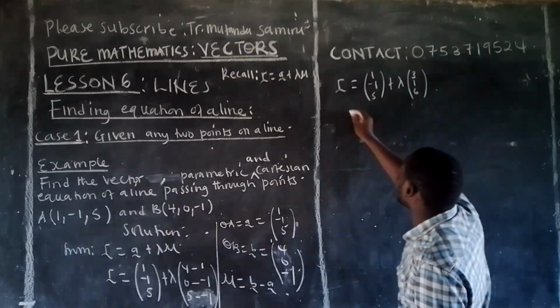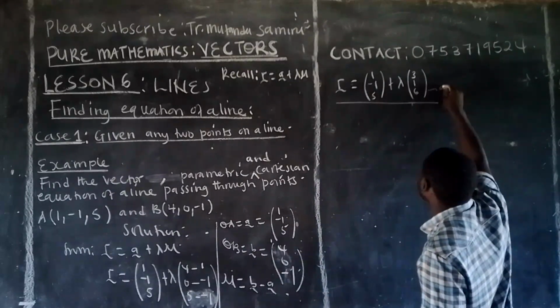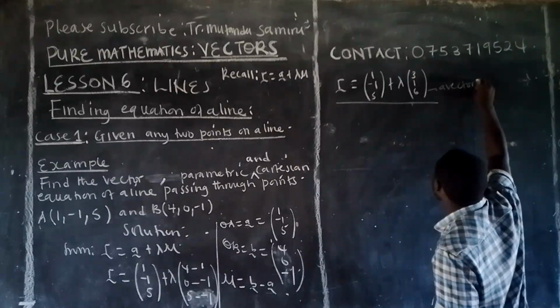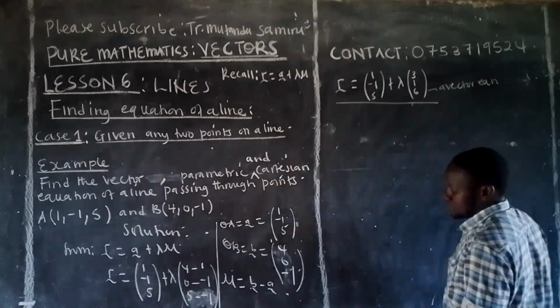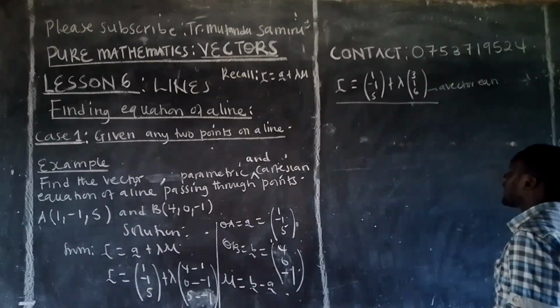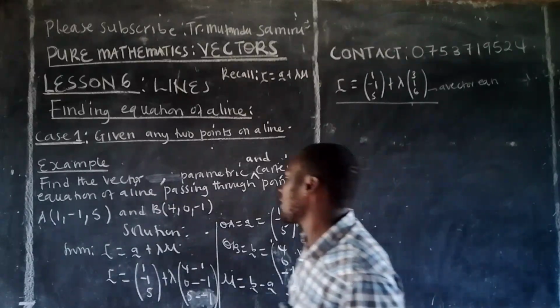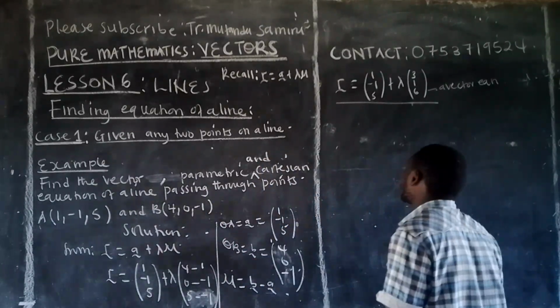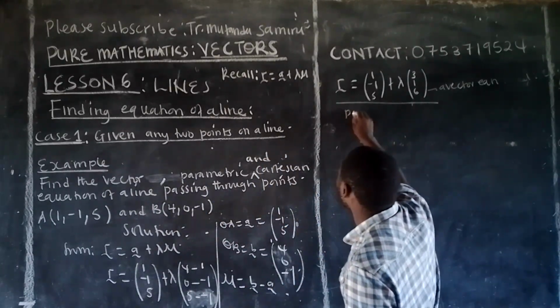Now the one we have at hand is a vector equation of a line. You already have it. Now what next do they want? They want a parametric equation.